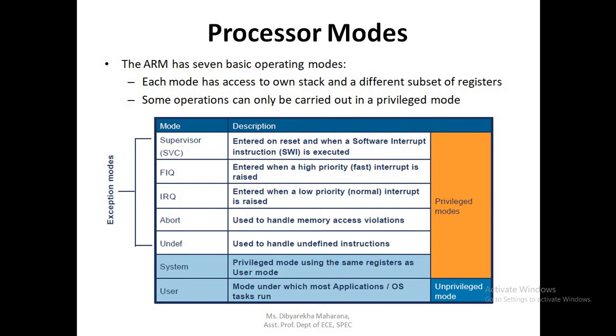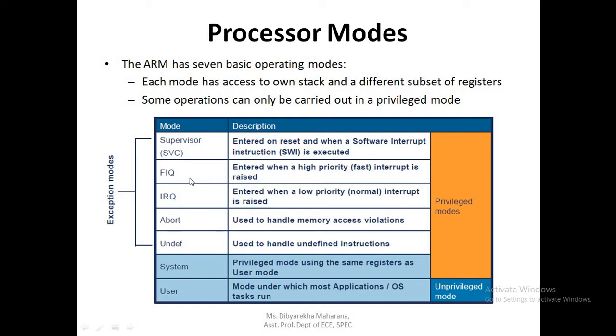Then come to the processor modes. As I told, there are 7 basic operating modes. Each mode has access to its own stack and a different subset of registers. Some operations can only be carried out in a privileged mode. Here you can see 6 modes are privileged modes and 1 is an unprivileged mode. Out of the 6, 5 are exception modes. So what are the modes? First is the supervisor or SVC mode. It is entered on reset and when a software interrupt instruction is executed.